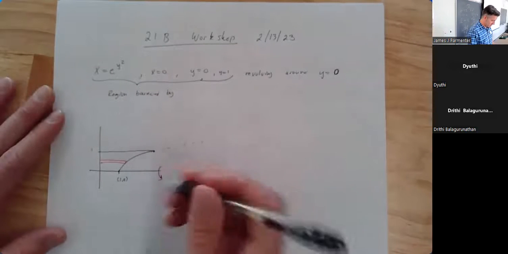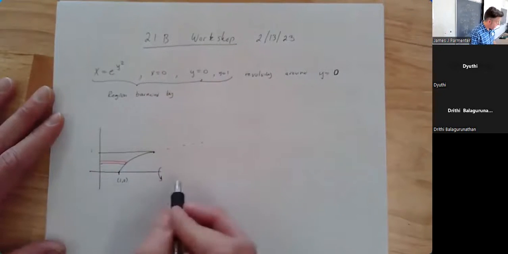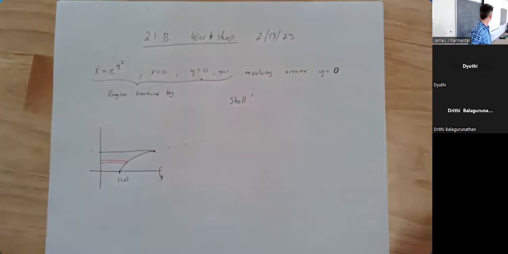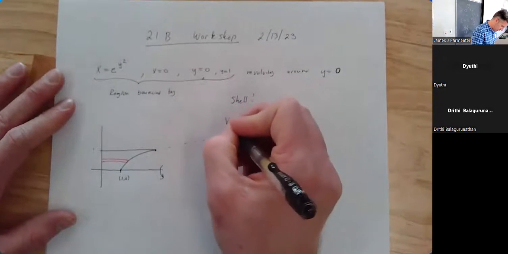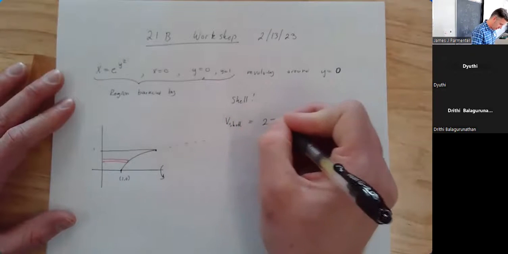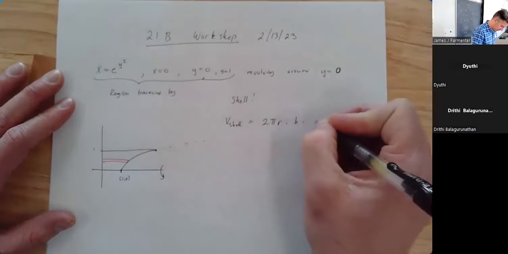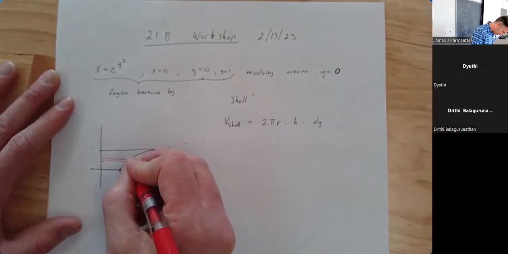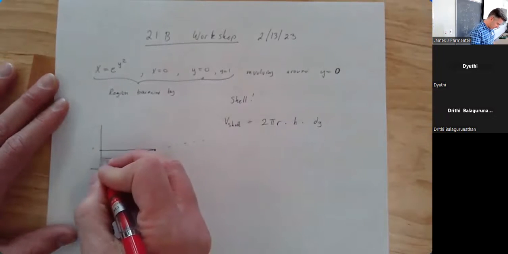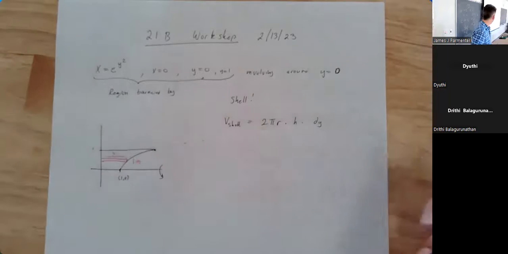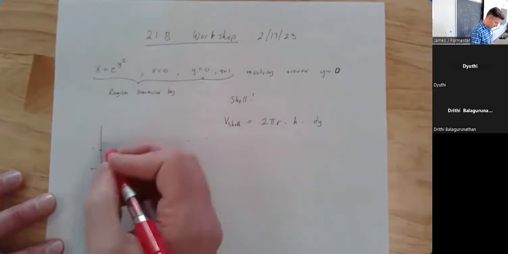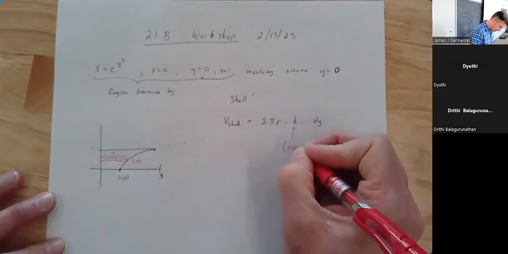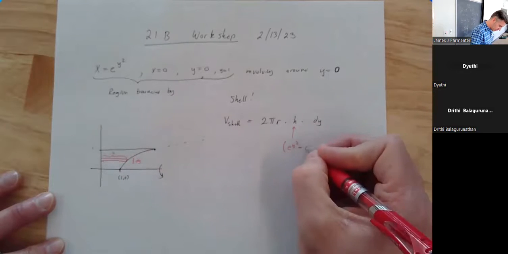So if I'm going to set this up, since my strip is parallel to my axis of rotation, we know we're using the shell method. And the volume of my shell is 2 pi r times the height times the thickness. Right? This little strip has a thickness of dy. It's got a height, or length, of however long it is, which is just the right function minus the left function. So the height there is going to be the right function e to the y squared minus the left function, which is x equals 0.